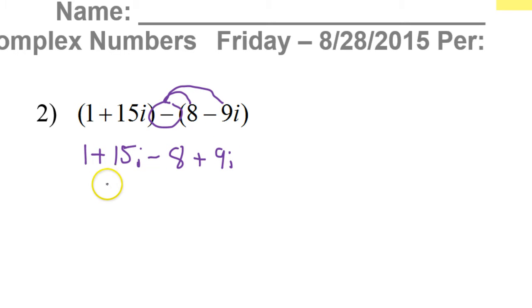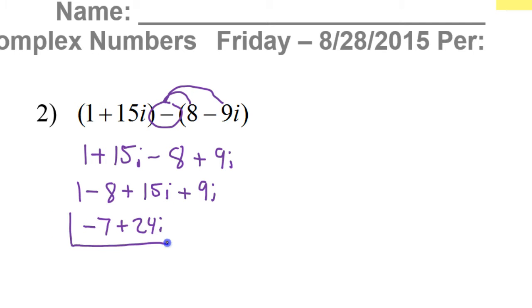We're going to put together our like terms. That's 1 - 8 + 15i + 9i. And then we'll combine those, so we've got negative 7 plus 24i. And that is our answer.